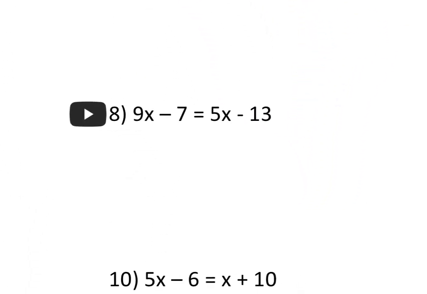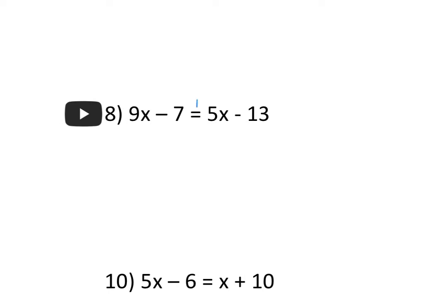Okay, let's look at number 8. So whenever you have variables on both sides, like in this case, you can choose any number to start with. So just remember, we're trying to get our variables on one side and our numbers on the other. So I'm just going to say I want to get my variables on the left-hand side and the numbers on the right, which means I need to take this variable and move it over to the left-hand side.